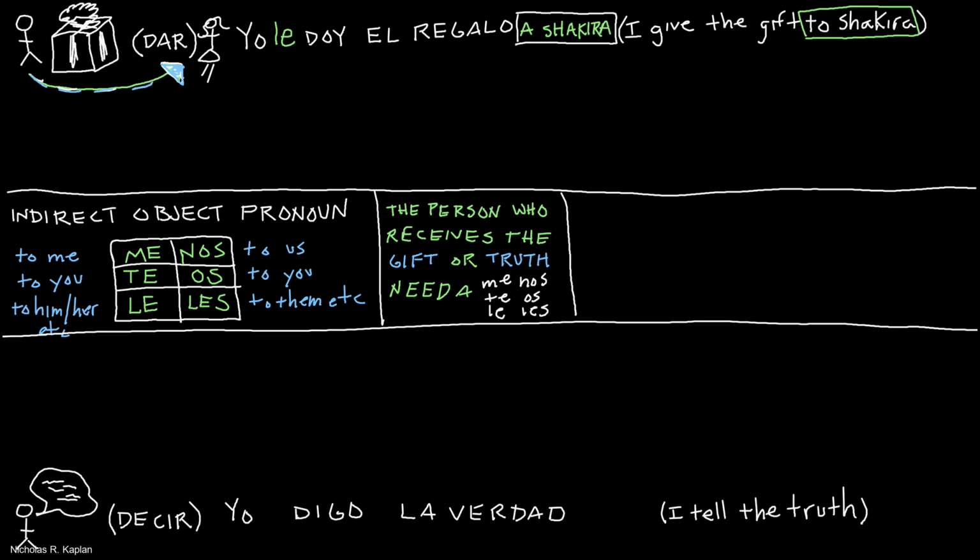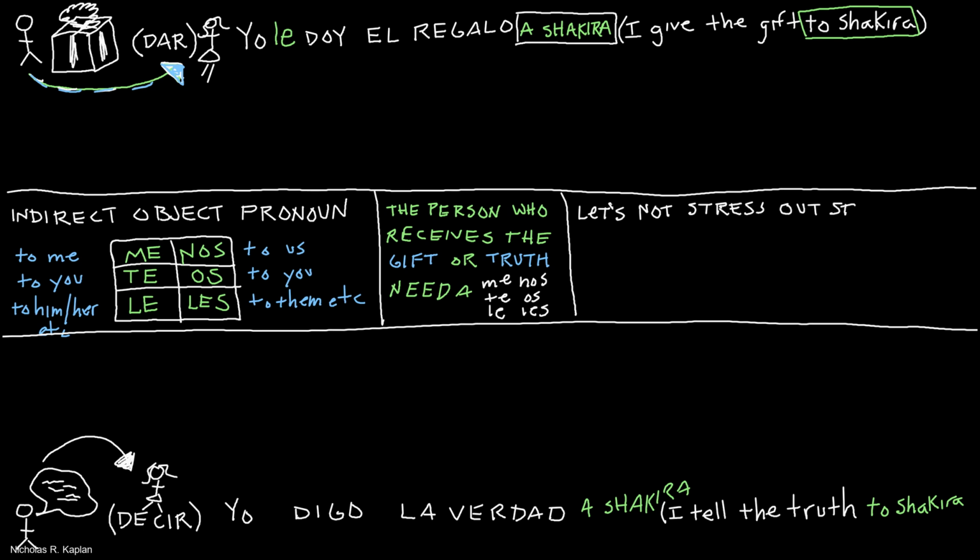Let me give you another example. Let's tell the truth to someone. Digo la verdad a Shakira. Spanish is worried that that truth will not arrive to her, so we need a le. Yo le digo la verdad a Shakira. I tell the truth to her.